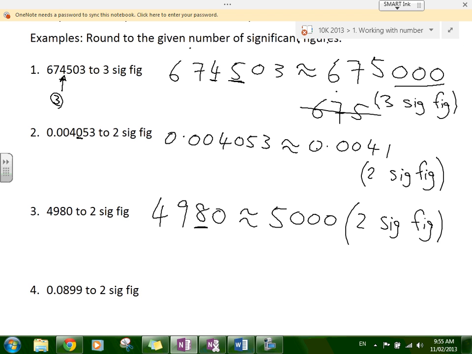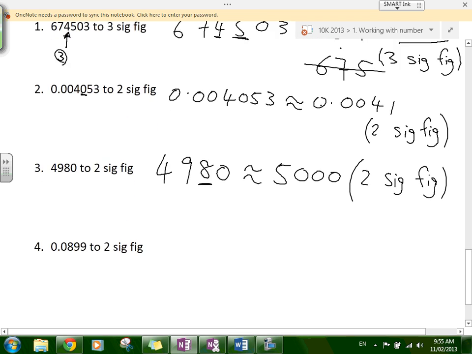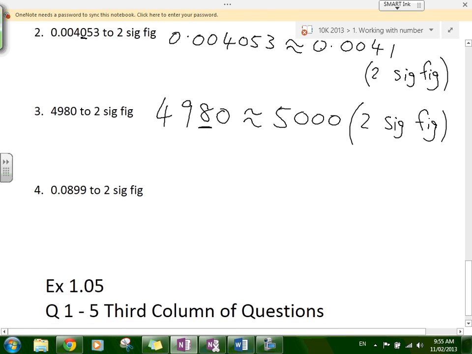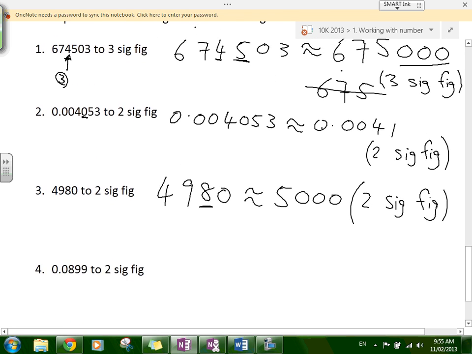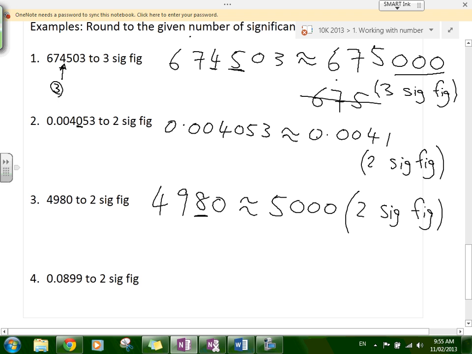So we're going to leave it at that. If there's any questions, Mrs. Mills and I will come around and help you. So the exercise is 1.05, and do the third column of the questions to start.